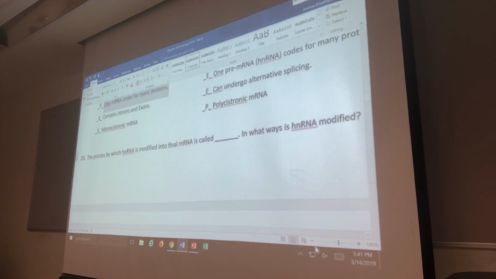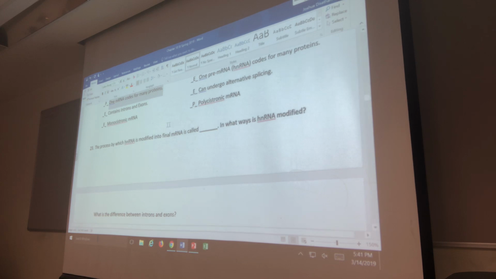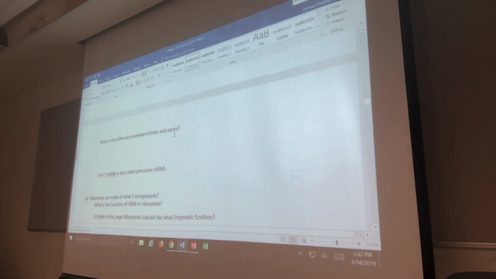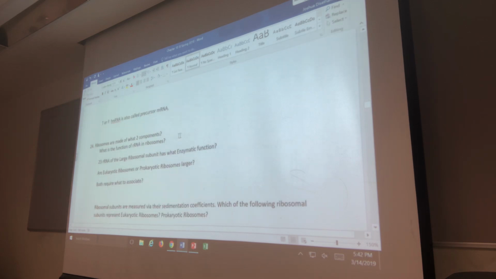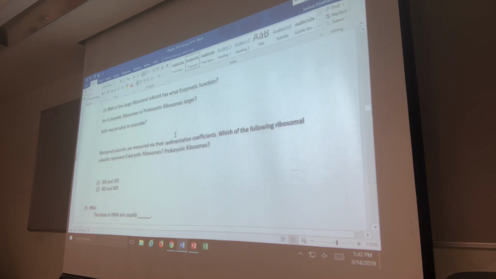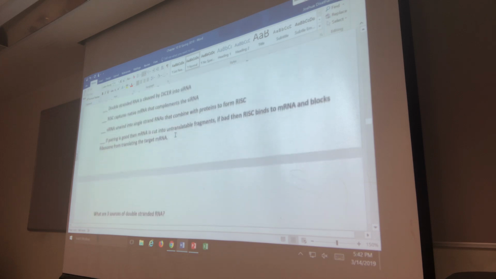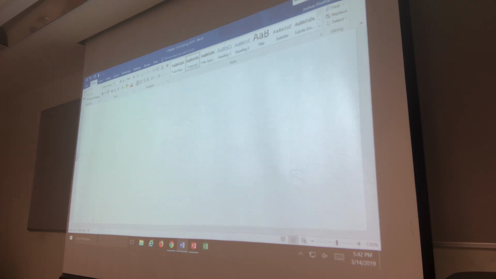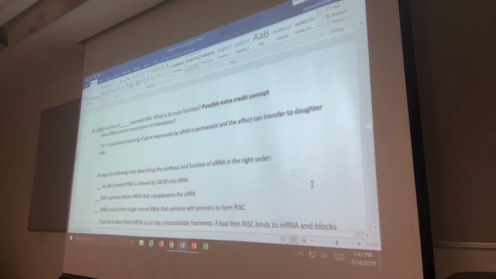Okay, let's see. All right, yeah, you guys can probably easily answer this, but the process by which pre-mRNA is modified into final mRNA, what is that mechanism called? That is splicing, exactly. So, I'm just going to skip all that. Ribosome stuff, again, is easy. You could just look that stuff up, tRNA. Let me get to the siRNA. This is the slightly more complicated stuff.